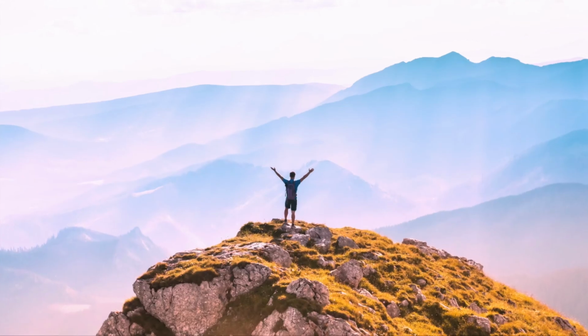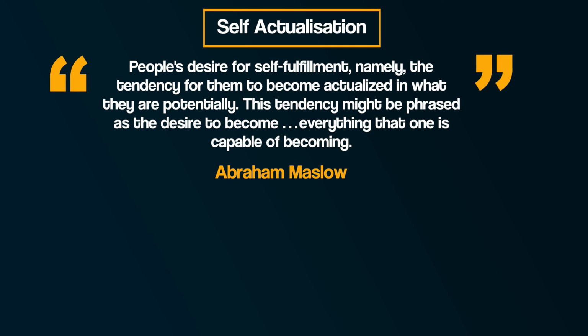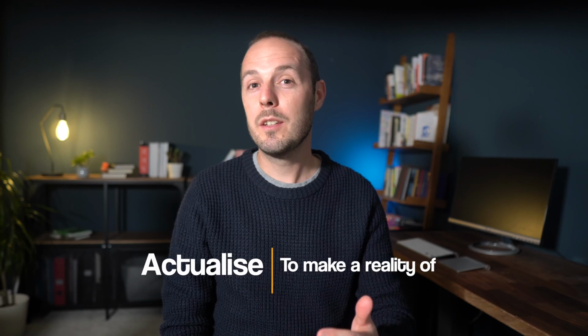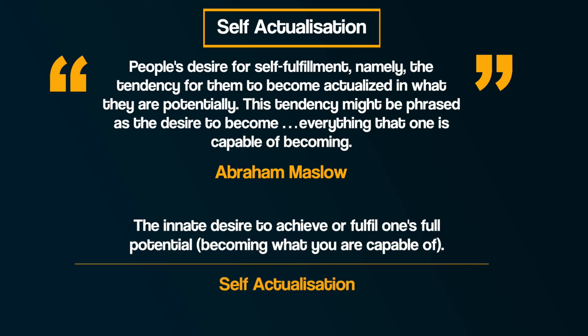Abraham Maslow was particularly interested in human motivation and proposed a theory about the route towards something called self-actualization. Maslow defined this as people's desire for self-fulfillment, namely the tendency for them to become actualized in what they are potentially. This tendency might be phrased as the desire to become everything that one is capable of becoming. Now, let's break that down a bit. To actualize means to make a reality of. So to put it another way, self-actualization is the innate desire to achieve or fulfill one's full potential, becoming what you are capable of. And this need is present in everyone, according to humanistic psychology.